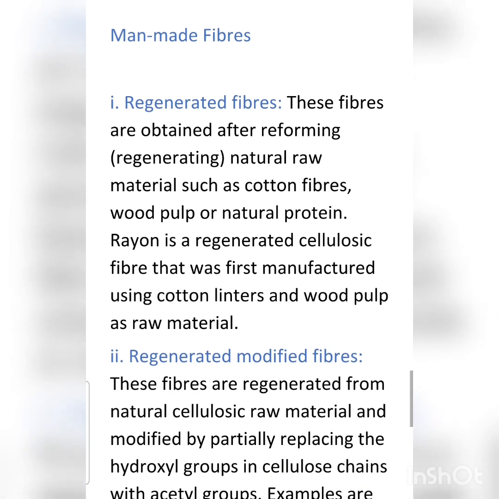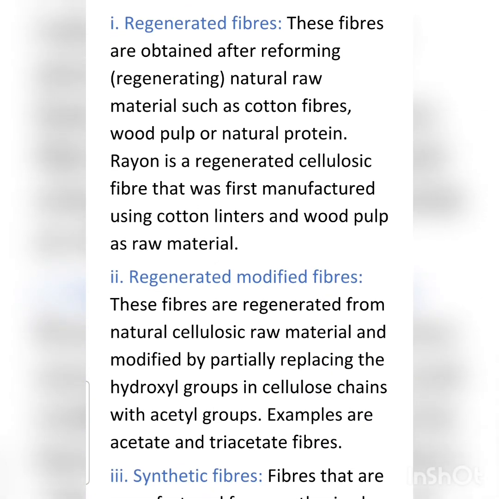In man-made fibers, in the first category, we have regenerated fibers. Regenerated fibers means where we use natural raw material to make the man-made fibers. These fibers are obtained from reforming, regenerating natural raw materials such as cotton fibers, wood pulp, or natural protein. Rayon is a regenerated cellulosic fiber that was first manufactured using cotton linters and wood pulp as a raw material.